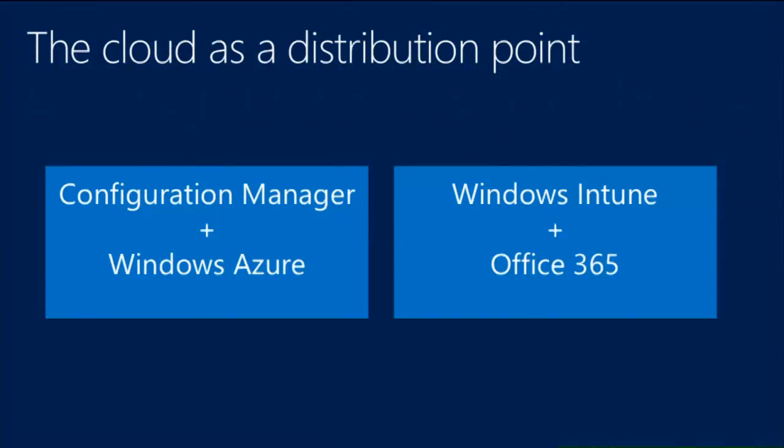But I still have full control. So if I'm using Config Manager, I can accomplish things like this with Windows Azure distribution points. If I'm using Windows Intune, then I can just couple that with Office 365. I can also couple Config Manager with Office 365 or even MDT. It just depends on where that source path is looking for the files and for the bits.